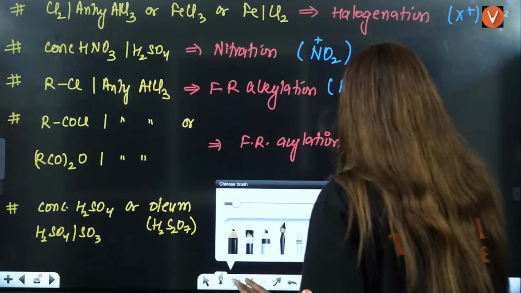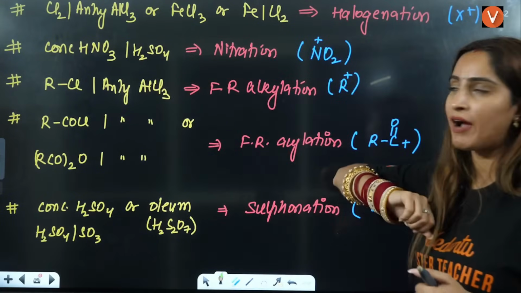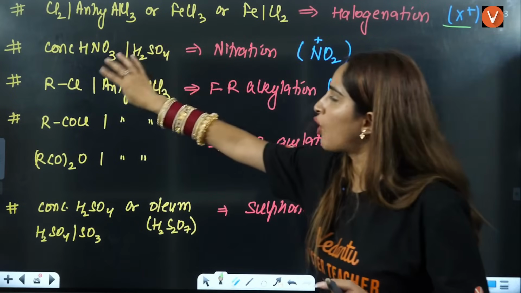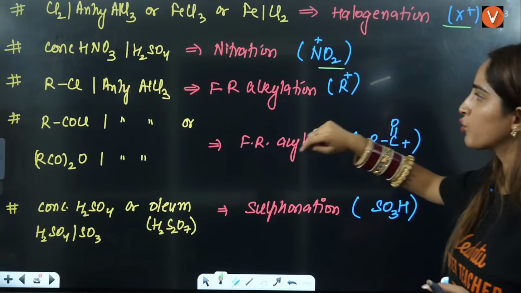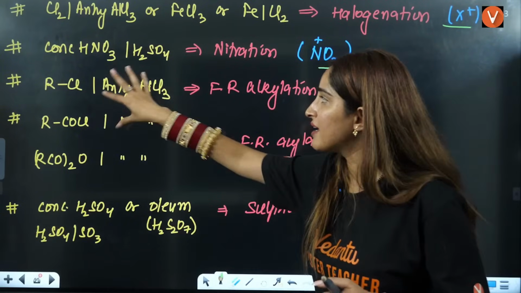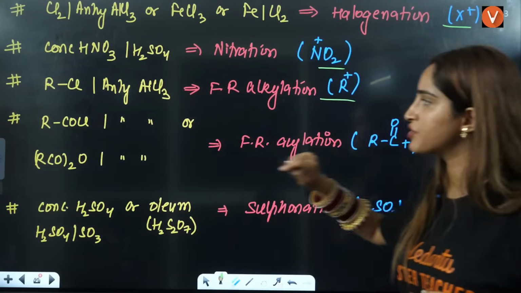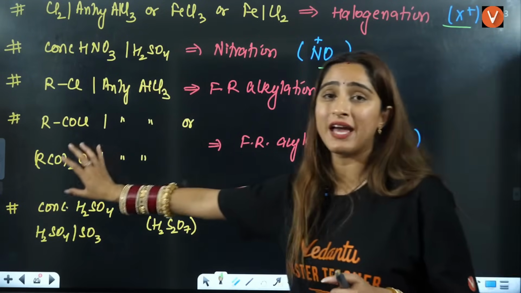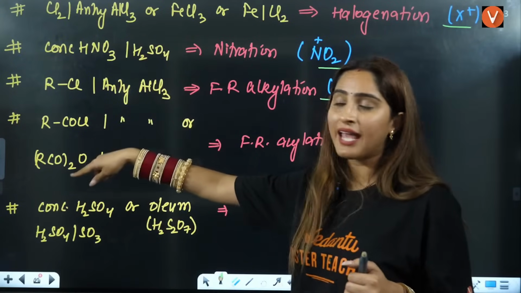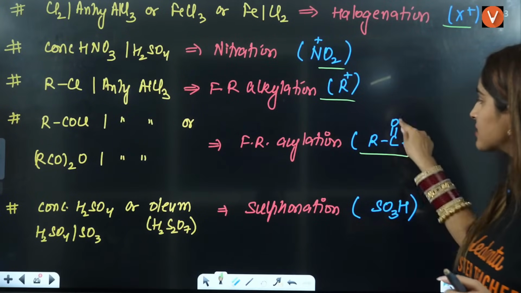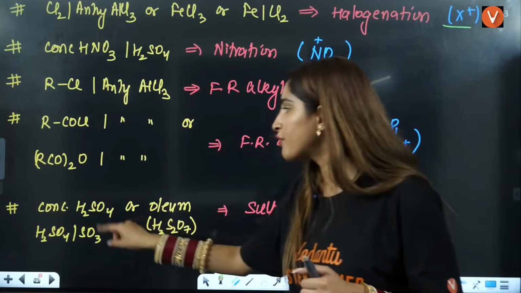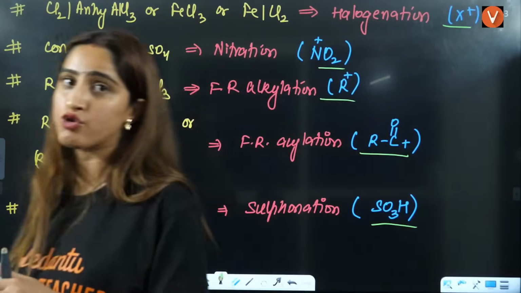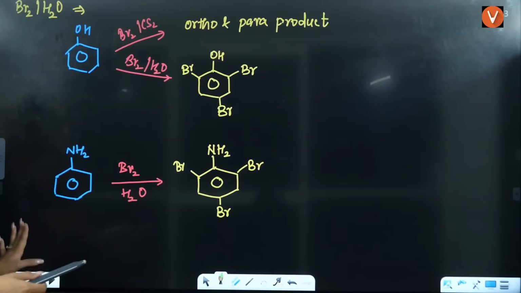Now, next is electrophile generation. Here you have the electrophile X positive. With concentrated HNO3 and H2SO4, you have NO2 positive. With RCl and anhydrous AlCl3, you have R positive generation. With RCOCl and anhydrous AlCl3, or if you have an acid anhydride, you will have the formation of RCO positive electrophile. If you have concentrated H2SO4 or oleum, you will have the formation of the SO3H electrophile that will attack.